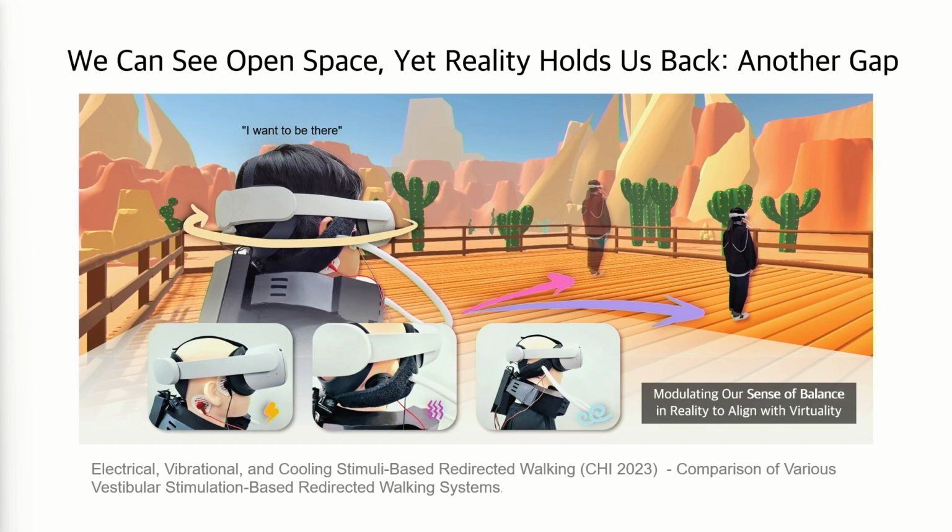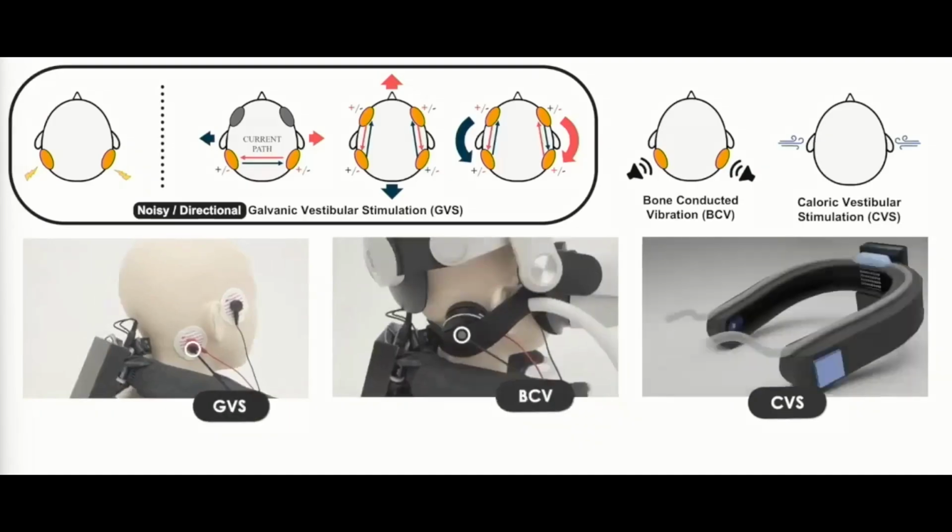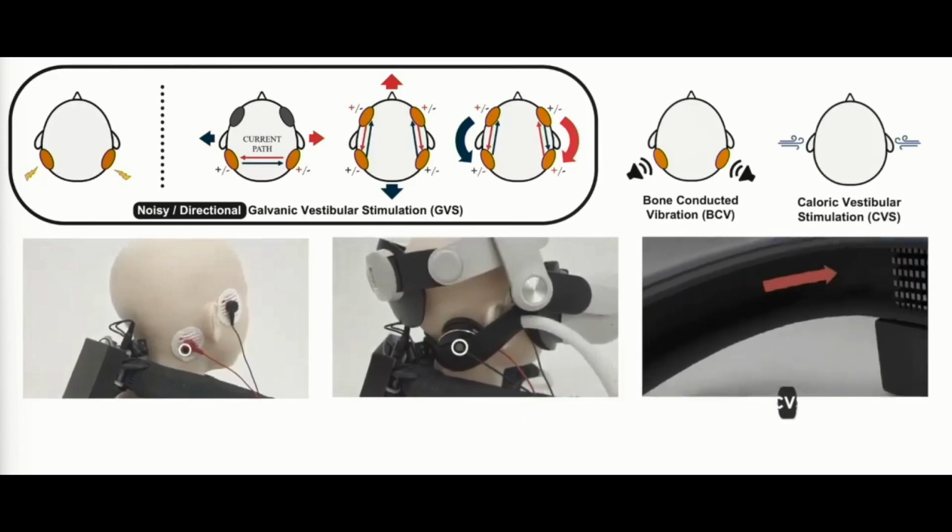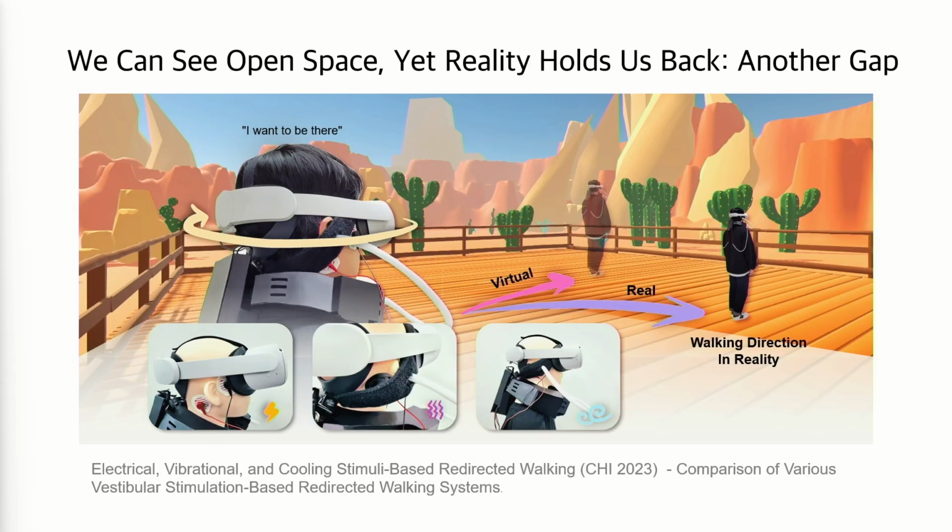So we modulated our sense of balance in reality to align with the virtuality. We developed a stimulus that can be applied to our vestibular system, and then we can change the direction of our walking in reality, so we can avoid collisions with physical objects.